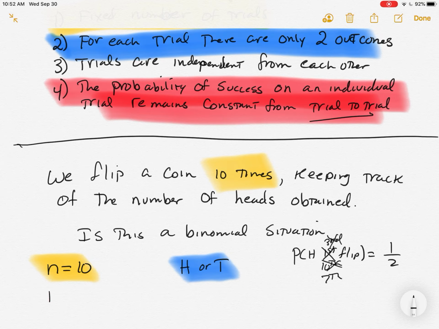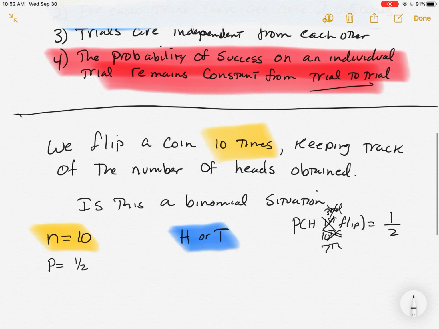Now the probability of success has notation. Little p is 1/2. We'll also want to know the probability of failure. So p is the probability of success, and that's staying constant from trial to trial. They're independent of one another. So this one is yes. Remember the original question: is this binomial? Yes, it is binomial.